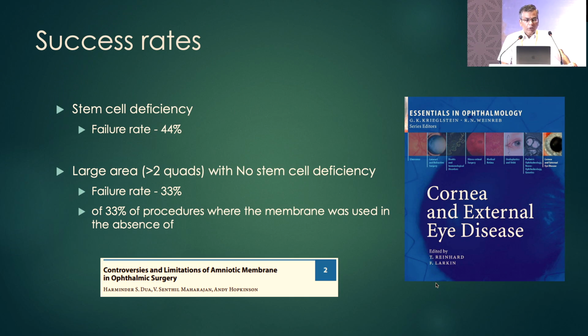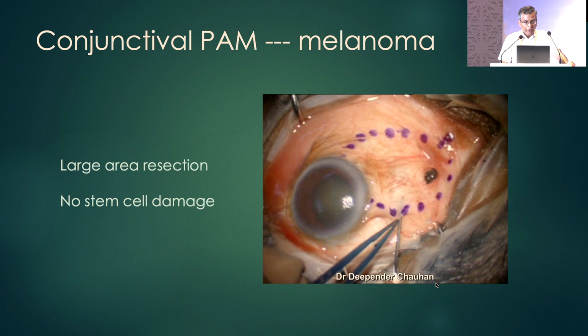Now, it's important to understand that amniotic membrane is not a complete solution. There is still a very high rate of failure in amniotic membrane grafting, especially when there is significant stem cell deficiency. Large areas of conjunctival loss along with stem cell deficiency will end up with a failure rate of 44%. And in spite of some residual stem cell deficiency, if the area of resection is very large, again the failure rates can be high and you may end up doing a repeat procedure.